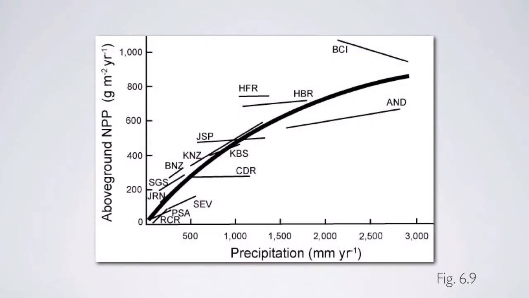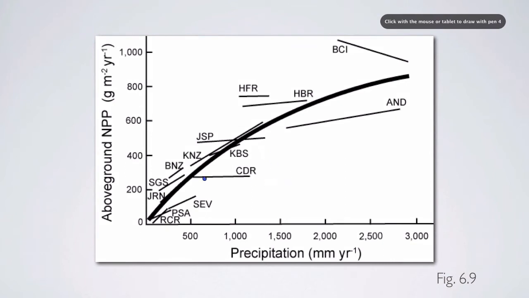This here is one of the figures that is most prominent in determining that pattern. On the x-axis, we have precipitation. On the y-axis, we have above ground net primary productivity. Units are millimeters per year, grams per meter squared per year for NPP. Each of these lines represents an individual site. If you look across sites, this is the pattern that you see, which gives you a geographic pattern between precipitation and above ground NPP.